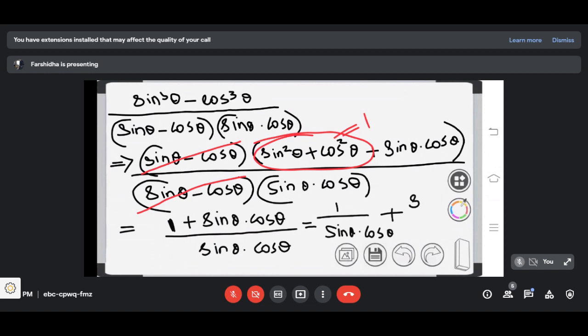okay, this one we'll write in the next page. Okay, right till here. 1 plus sine theta cos theta divided by sine theta into cos theta.